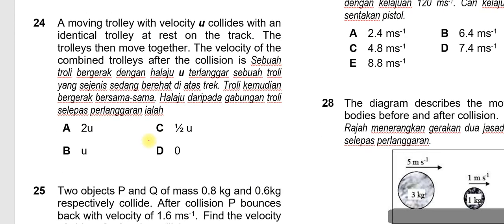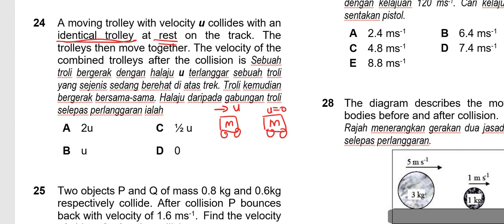Okay, next one. Ini question unknown. A moving trolley with velocity u collide with an identical trolley. Identical maksudnya same mass at rest. Okay, kita cuba draw. Yang ni pun mass, ini pun m. But this one u0, this one, it go with the initial velocity of u.